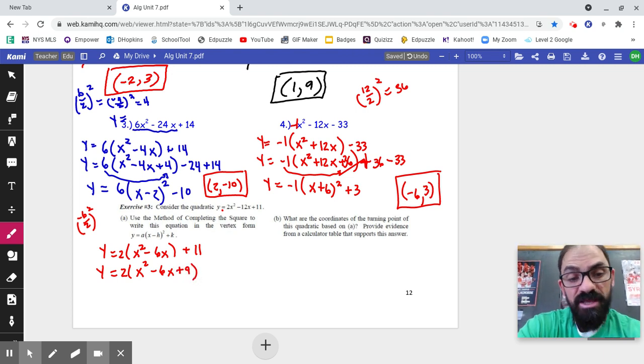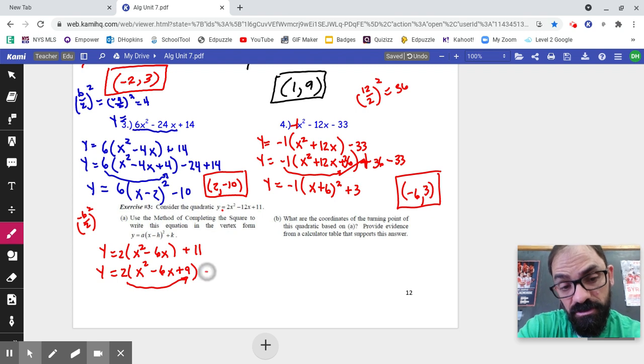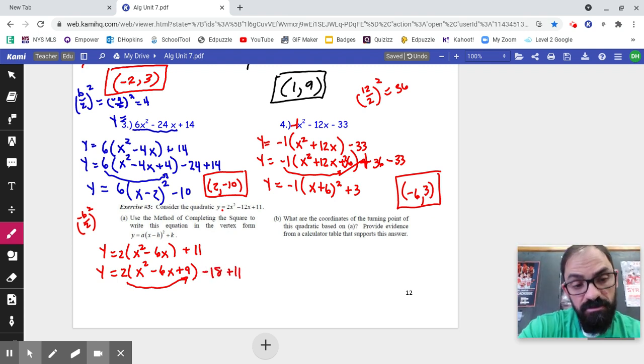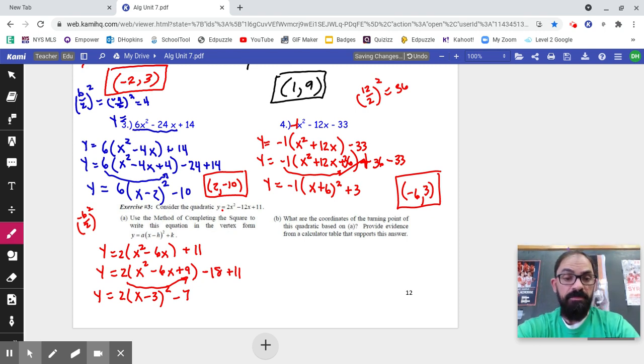However, I didn't really just add 9. 2 times 9 is 18. So if I add 18, that means I have to subtract 18. All right. Half of negative 6 is negative 3. So x minus 3 squared, negative 18, and 11 is negative 7. So my vertex, well, that just asked me to write it in vertex form. So there we go, completing the square.